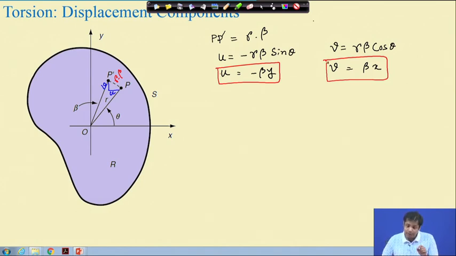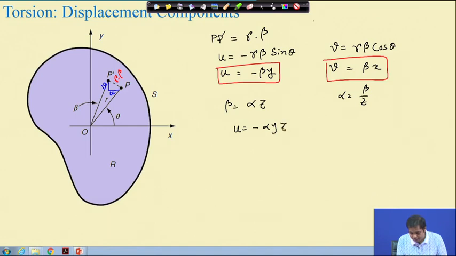Now, you recall we still stick to the assumption that the rotation is a linear function of the length axis. So, here rotation is beta, length axis is z. So, beta is a linear function of z, alpha z, where alpha is essentially beta by z, which means it is the angle of twist per unit length. So, if alpha is the angle of twist per unit length, then this is how the rotation is related. Now, if we substitute beta in the equations for u and v, then essentially we have u is equal to minus alpha y z, and v is equal to alpha x z. So, this is how u and v are related to z.